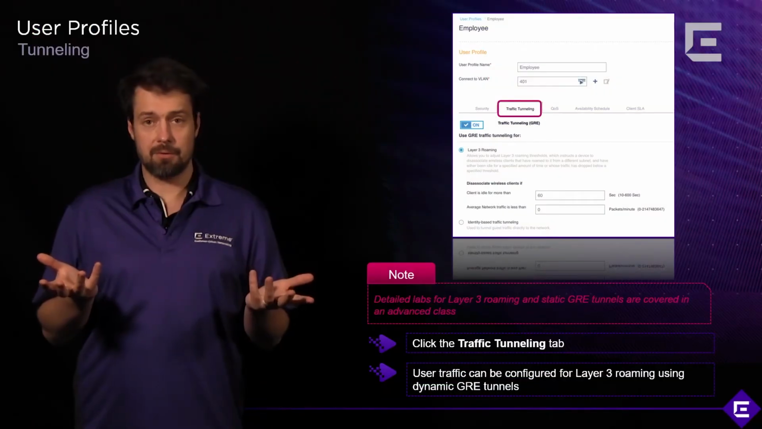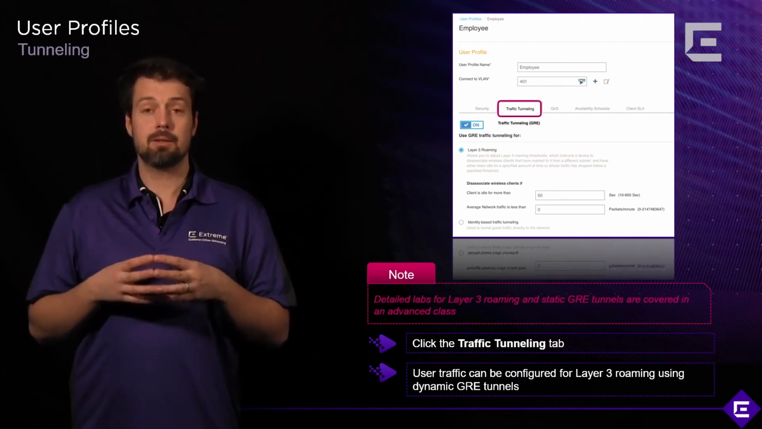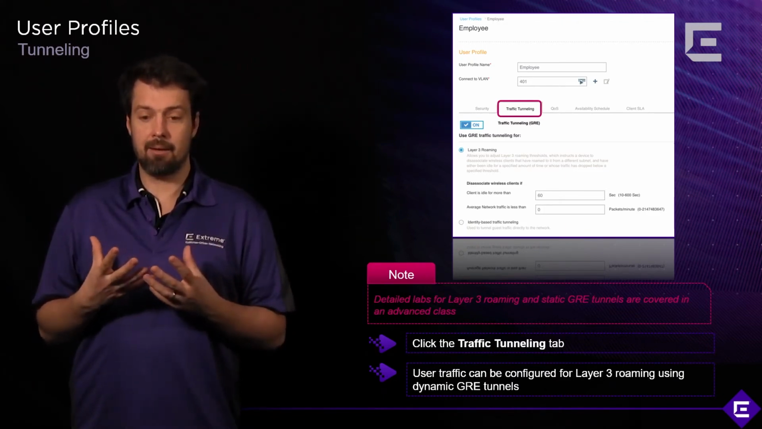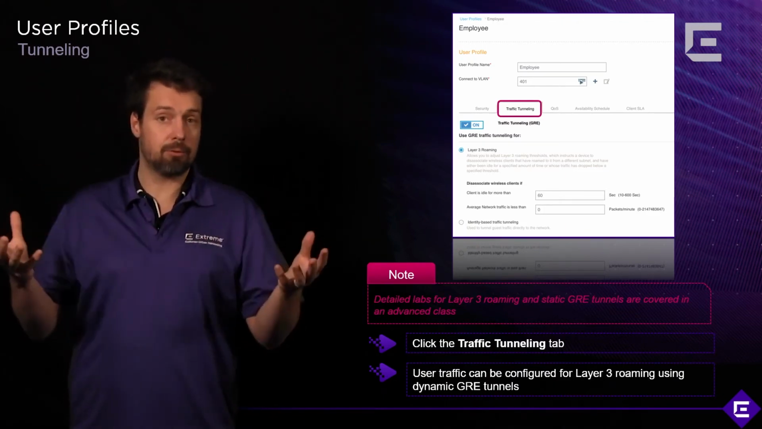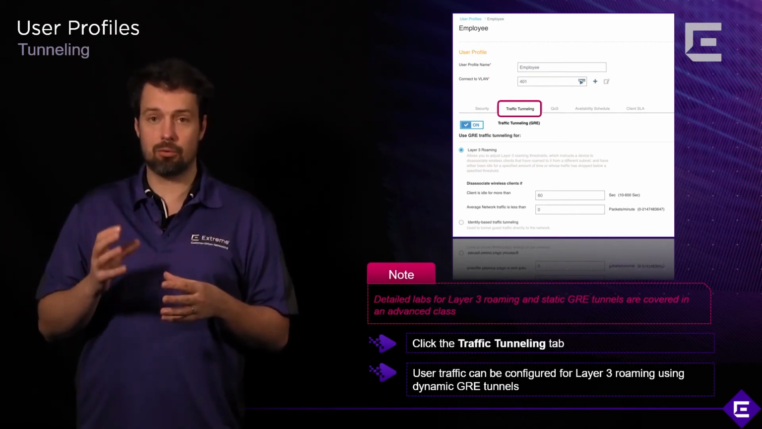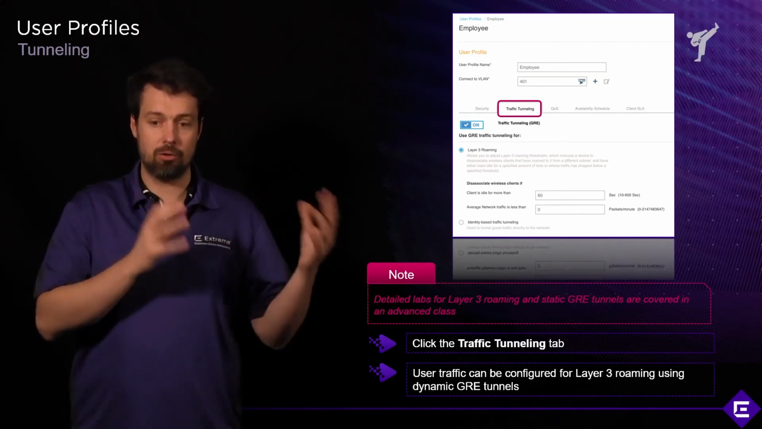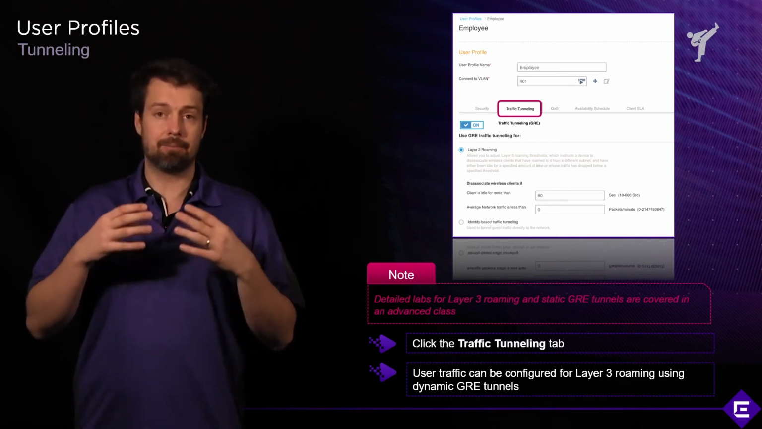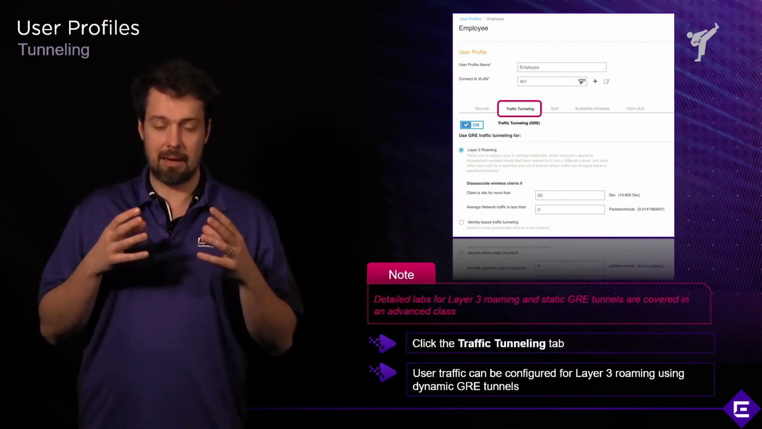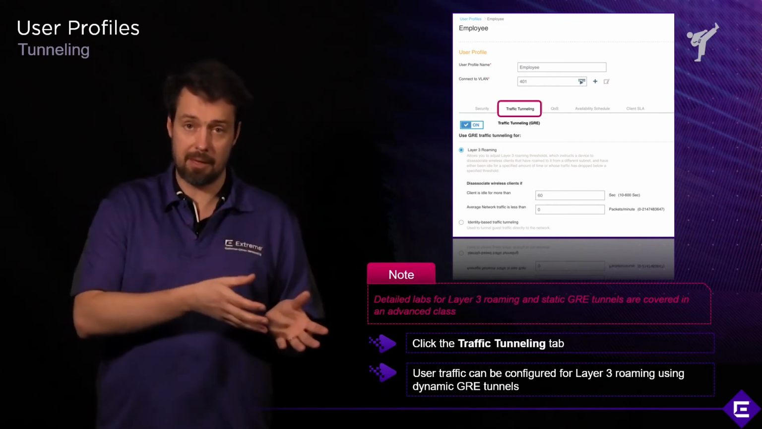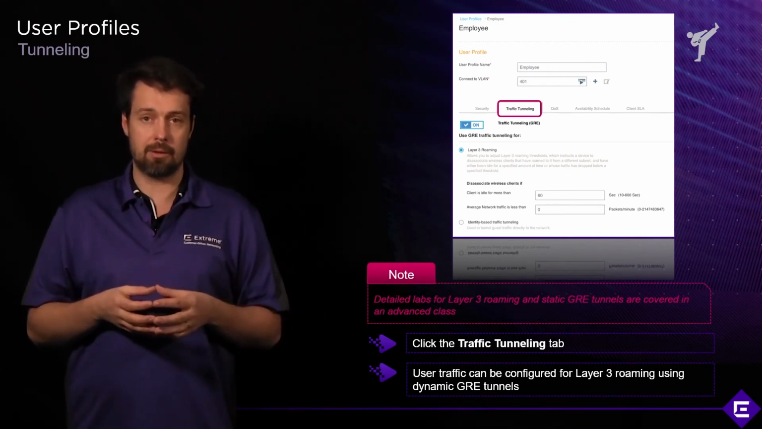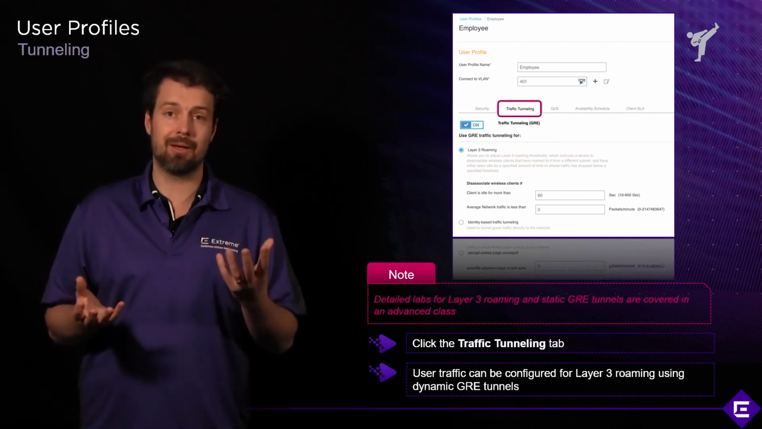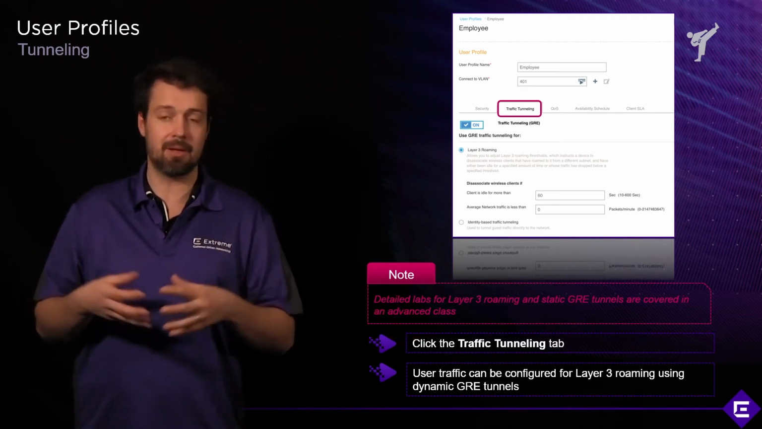The second use case for a user profile would be traffic tunneling. And depending on a user profile or a type of user, you can decide to tunnel traffic to either a GRE endpoint, or you can even tunnel it to a VPN endpoint. So you can either decide to use layer 2 IPsec VPN, or you can use a GRE tunnel. The difference being one is encrypted, the other is not encrypted.